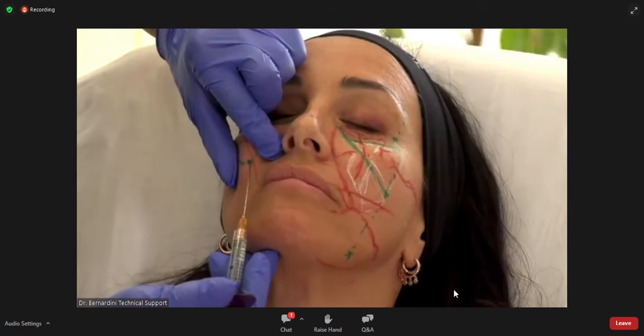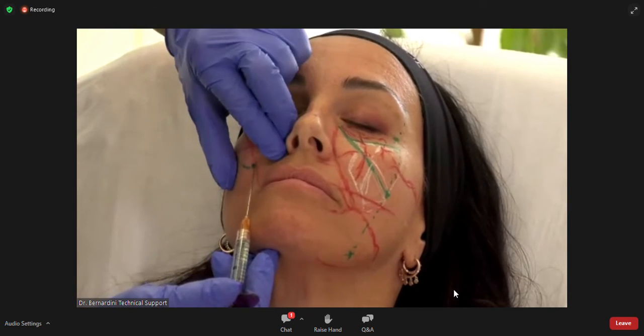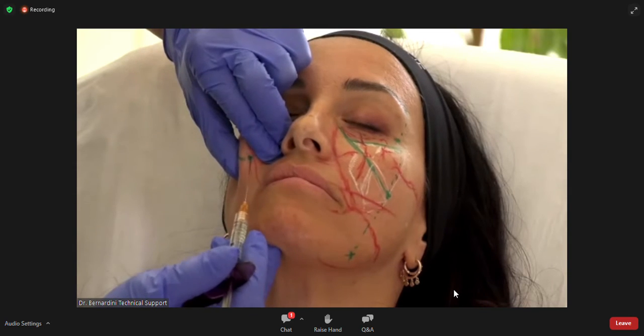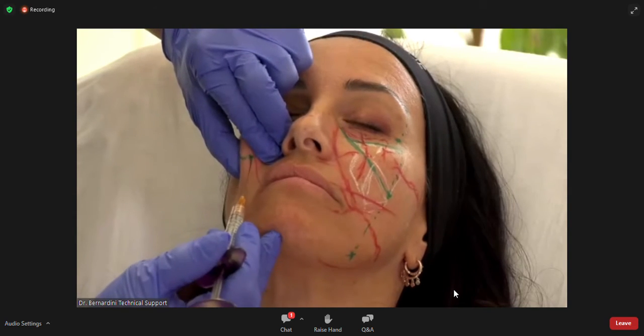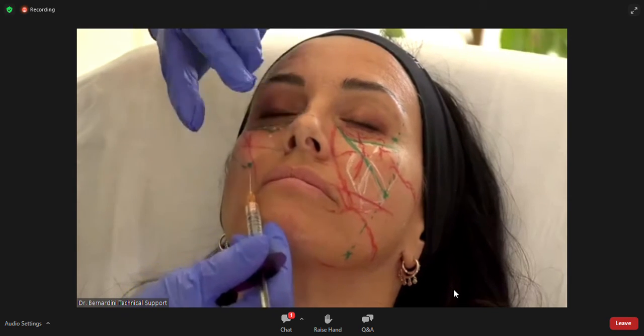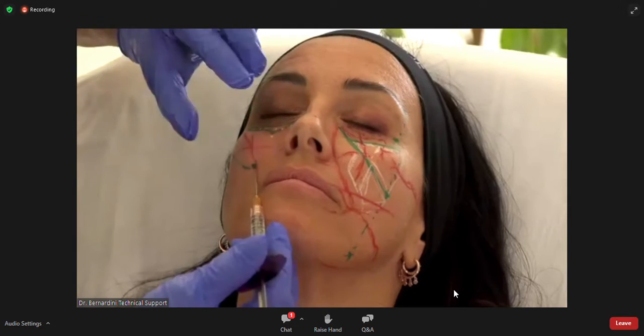I do not pre-inject the entry point with local anesthesia. So I enter in the superficial fat compartment, and my gliding plane is superficial.